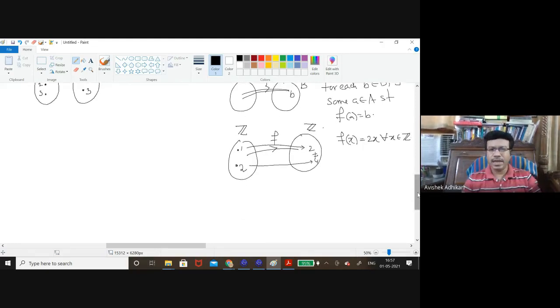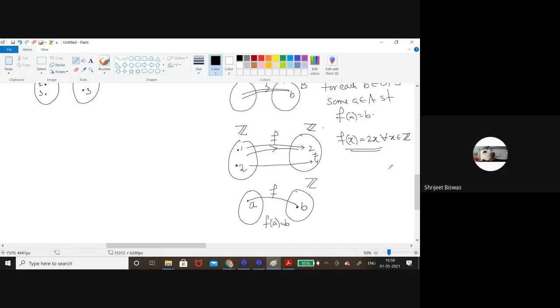And what does surjective mean? Surjective means take any element from the right-hand side, from Z. There must be some element on the left on which if you apply F, it will give you this element. For example, take any element B from here, there must exist some A such that F(A) should be B. If I ask you, is the function defined by this from Z to Z surjective? Is it surjective? No, sir.